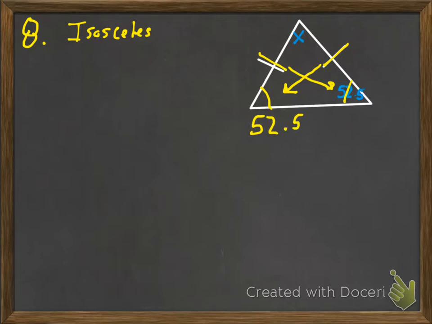Now we use our triangle sum theorem to add them all up equal to 180. So 52.5 plus 52.5, those base angles, plus x on the top, equals 180 degrees, because the sum of all the interior angles of a triangle is always 180. Then we subtract 105 from both sides, because 52.5 plus 52.5 equals 105. And we're left with x equals 75 degrees. Final answer.